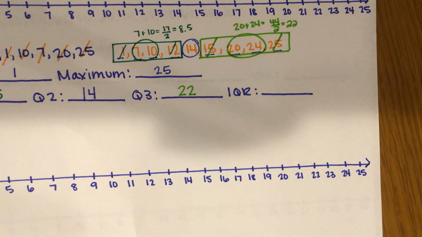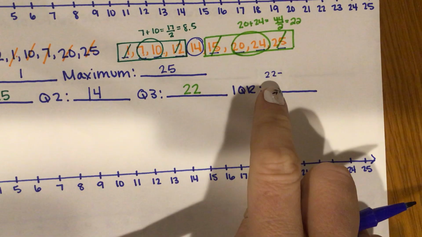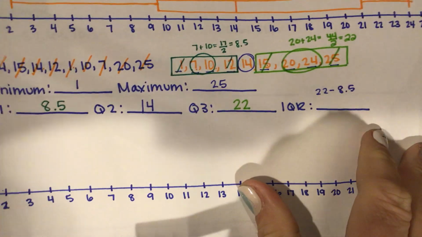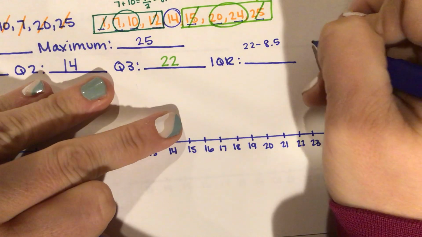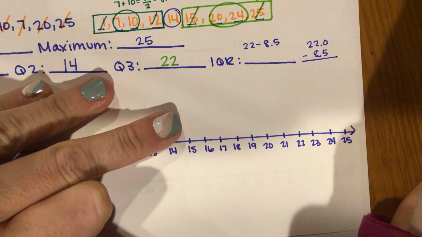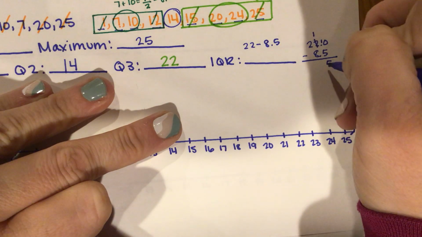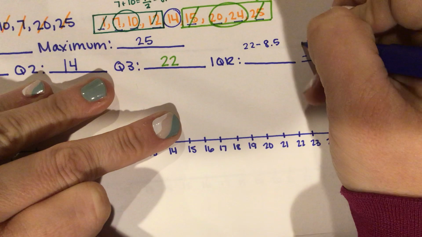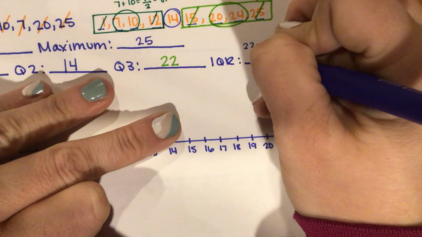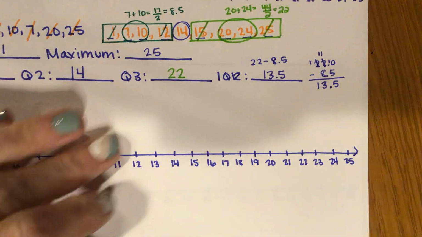Again, my IQR is going to be Q3 minus Q1. Once again, I'm going to move my paper over so I can line up my decimals and practice subtracting decimals. I have to borrow. 10 minus 5 is 5. Bring down my decimal. I have to borrow again. 11 minus 8 is 3. 13, it's 13 and a half.